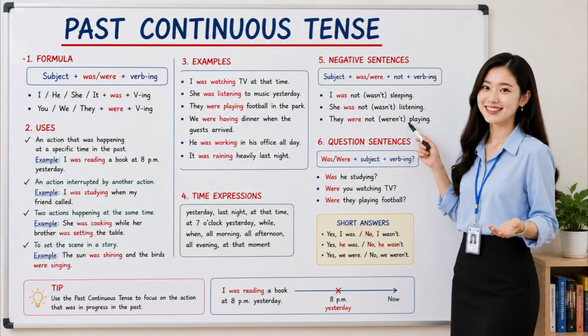Examples: I was studying English. She was reading a book. They were playing football. We were watching television. He was working on a project.